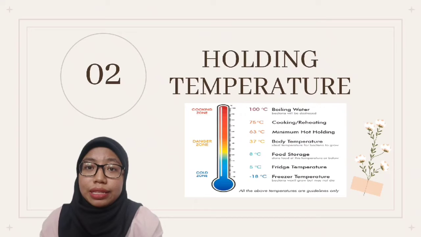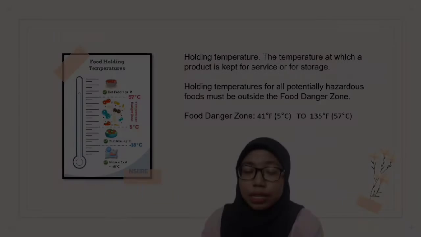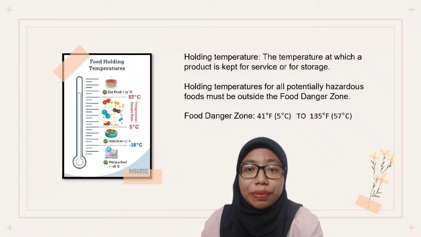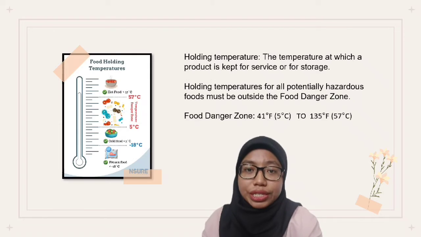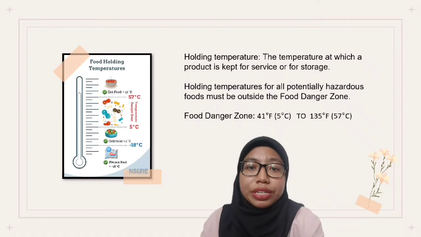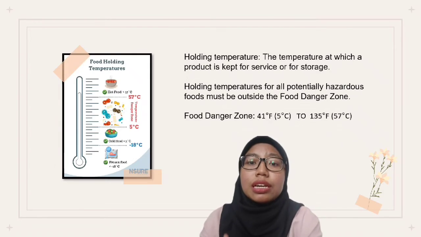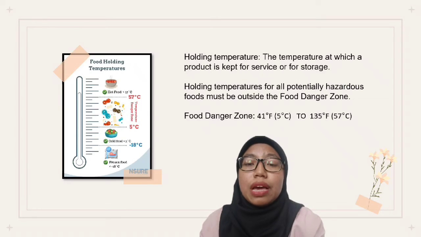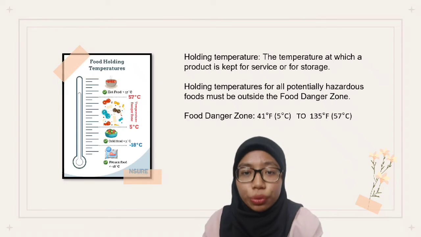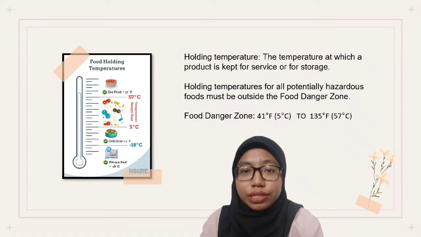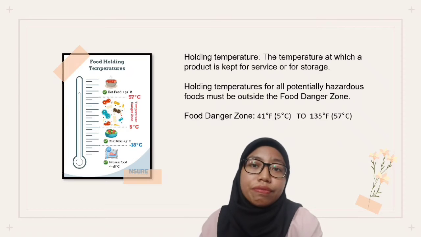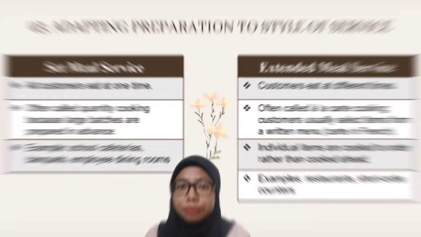The second plan is about holding temperature. Holding temperature is the temperature at which a product is kept for service or for storage. Holding temperature for all potentially hazardous foods must be outside the food danger zone. The food danger zone is 41 degrees Fahrenheit, 5 degrees Celsius, to 135 degrees Fahrenheit, 57 degrees Celsius.